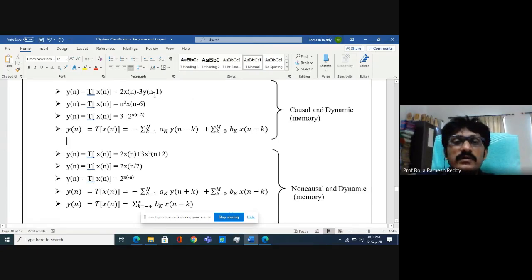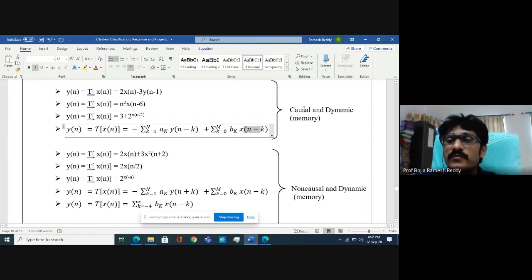Causal means what? There is a memory. See, the present output depends on present input and past outputs, past inputs. Then this is also x of n minus 2, past input, and past output, past input. Means in every system, memory is there. Memory is included. That's why this is a memory system. Memory systems are called dynamic systems.